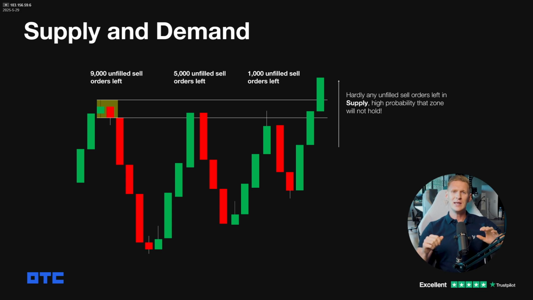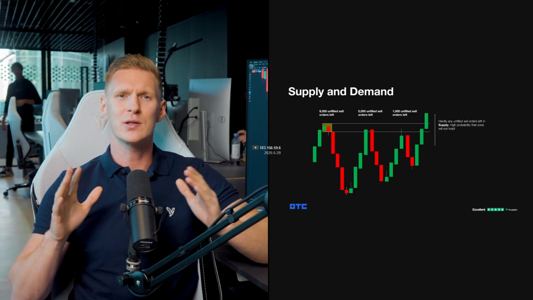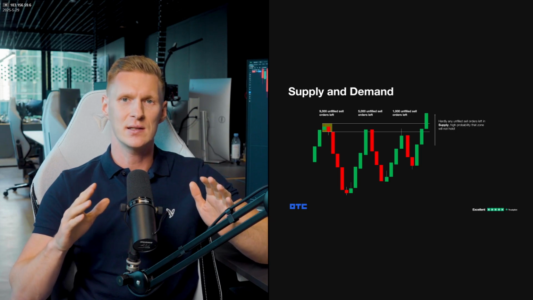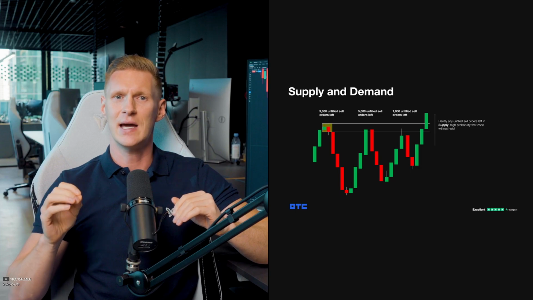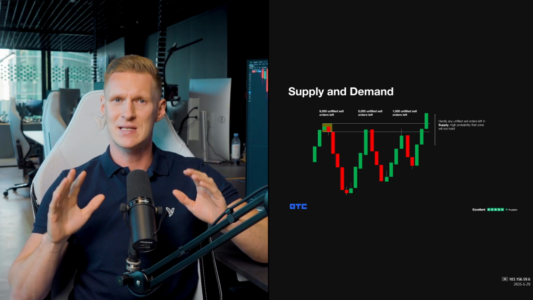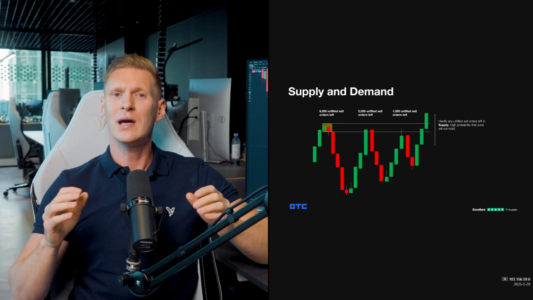Here's the key takeaway. Each time price returns, more of those unfilled sell orders become filled. So the number of unfilled orders decreases. As a result, the odds of another strong drop go down each time price revisits that same level. However, a typical support and resistance trader might only start to view this area as resistance after price touches it a second, third, or even fourth time, believing that the more times a level is tested, the stronger it becomes.